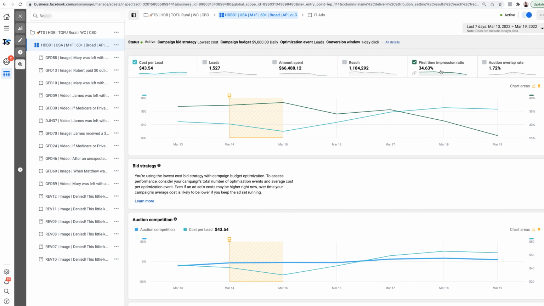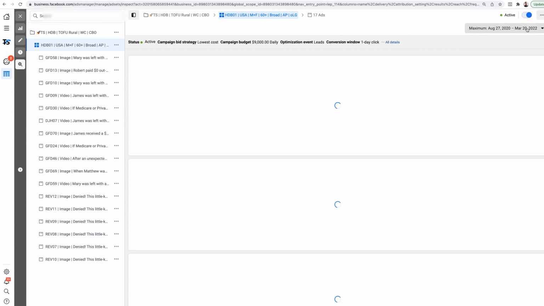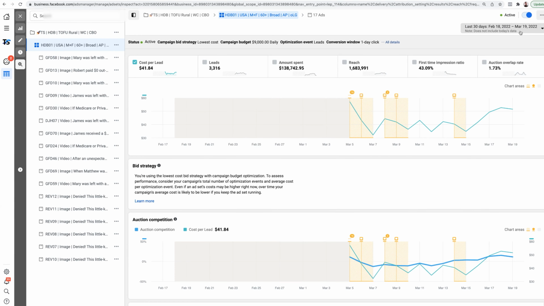Now, when you first create an ad set, this is going to be high. It'll be like 99, 100%. This campaign has been running for a long time. Let's say 30 days, 14 days. Let's see. We'll see in a second.